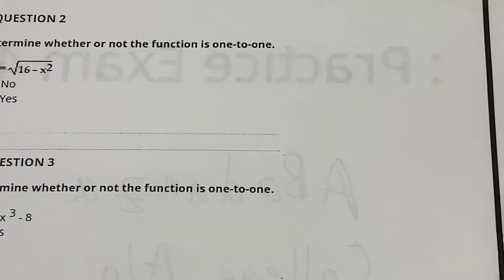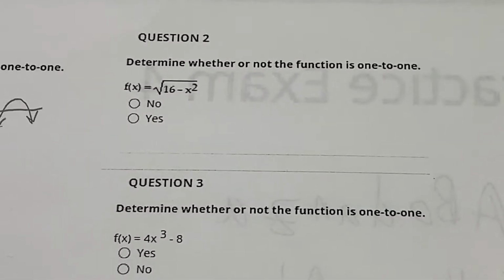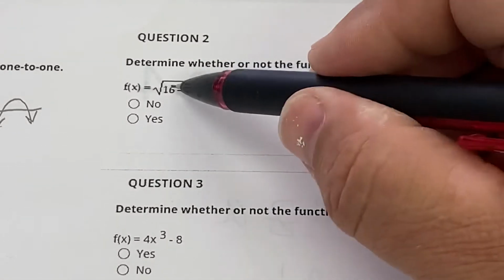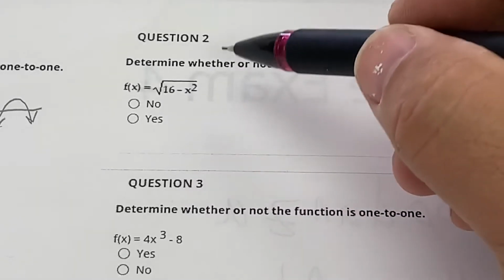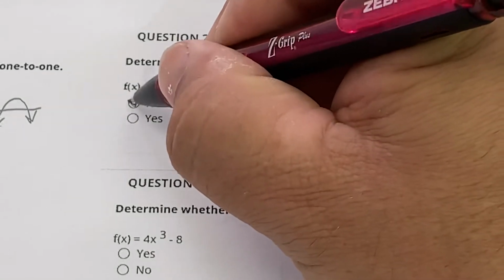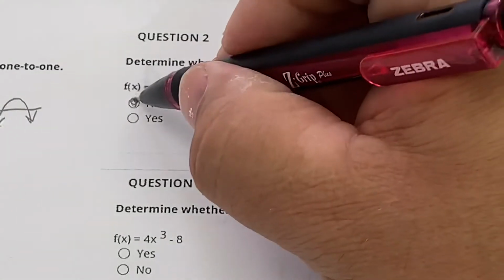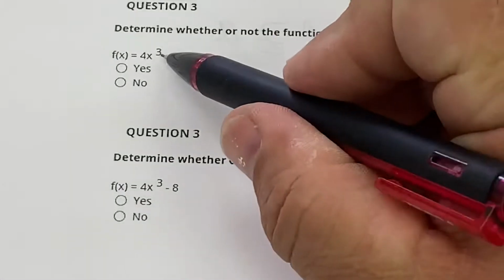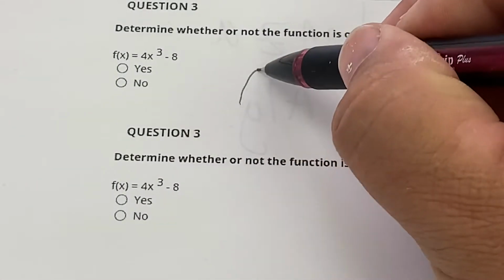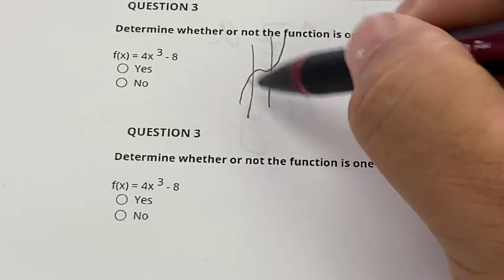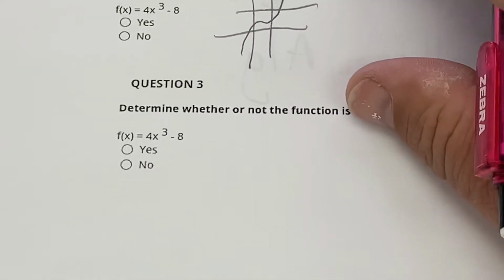And then number 2, determine whether this one is one-to-one. Well, if you throw in a 2 and a negative 2, you'll get the same answer. So, again, this one's no. If you throw in a 1 and a negative 1, you get the same answer, so it's no. This one, x cubed, is one-to-one. X cubed looks like this, and it passes the vertical line test and the horizontal line test.